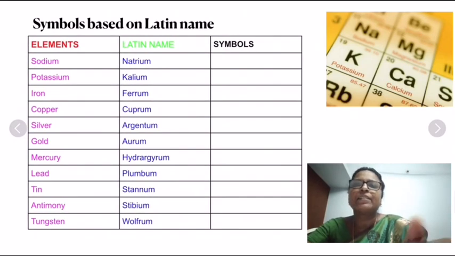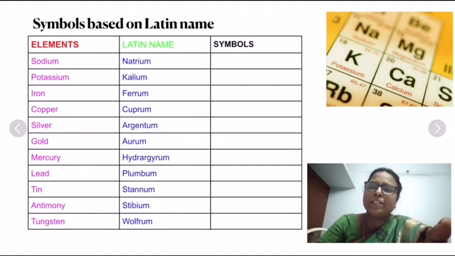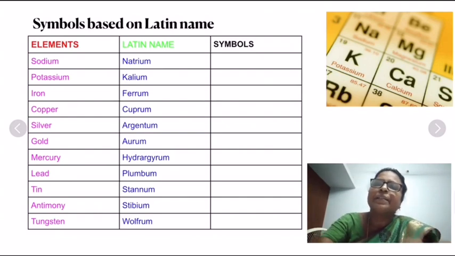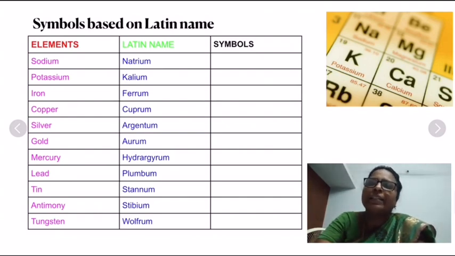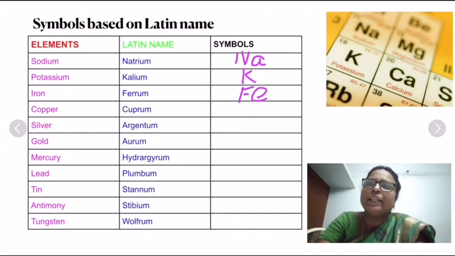So we are taking the Latin name of potassium. Here you can see that the Latin name of potassium is kalium. So the symbol is what? K. Yes. Okay, the Latin name of sodium is natrium. So, Na. Then kalium, K. Iron, the Latin name of iron is ferrum. So, Fe.